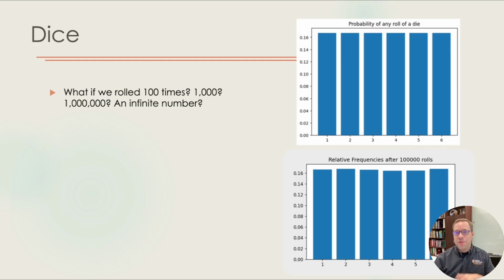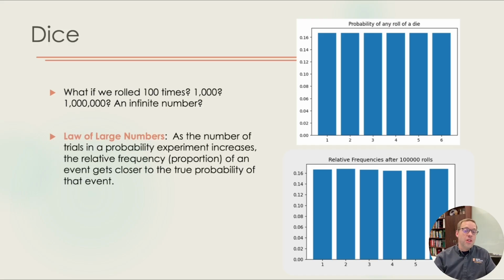The larger our sample size is, the closer our relative frequencies get to the probability. Okay? Relative frequencies get closer to the probability with larger sample sizes. If you want to use the word proportions, that works too. The larger our sample size, the closer our proportion gets to the probability. This is known as the law of large numbers. As the number of trials in a probability experiment increases, then the relative frequency or the proportion of an event gets closer to the true probability of that event.